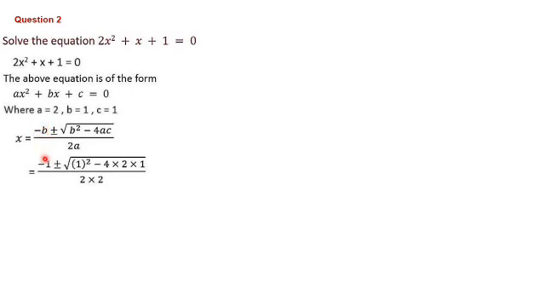Minus b is 1 plus or minus root of b square. b square is 1 square minus 4 into a into c. So 4 into 2 into 1 divided by 2a, that is 2 into 2. Minus 1 plus or minus root of 1 square is 1, 4 into 2 into 1, that is 8. That is equal to minus 1 plus or minus root of 1 minus 8. 1 minus 8 is minus 7. Denominator as it is 4.